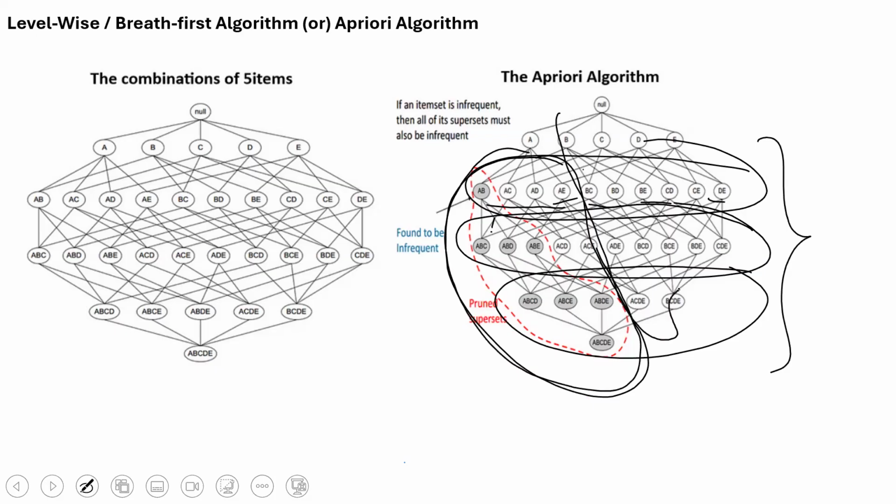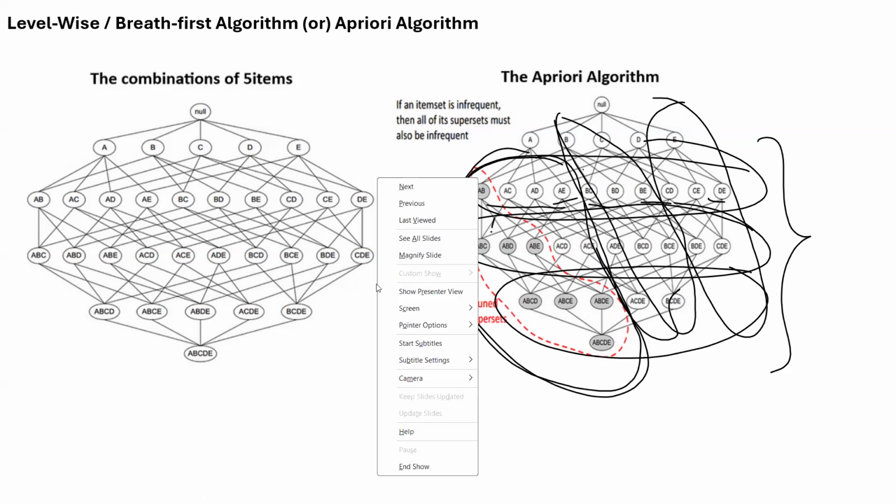Going this way is depth first search. Going down to the end of the tree and coming back to the next level is depth first. Going level by level is breadth first search. So the Apriori algorithm is breadth first search.